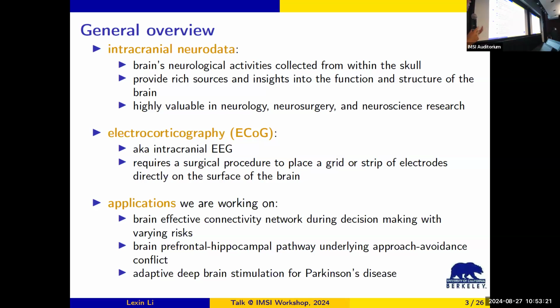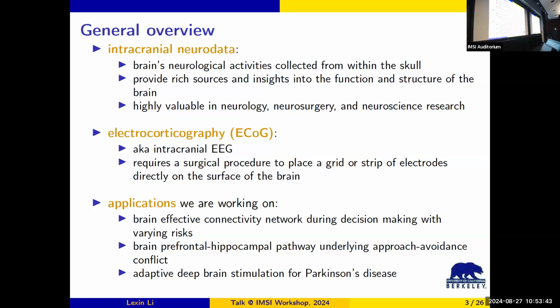So we have been working on a few different aspects of this intracranial data. One is the so-called brain effective connectivity network analysis during decision making. Simply put, we want to understand how different parts of the brain interact, or how one region affects the other, during this process of decision making.